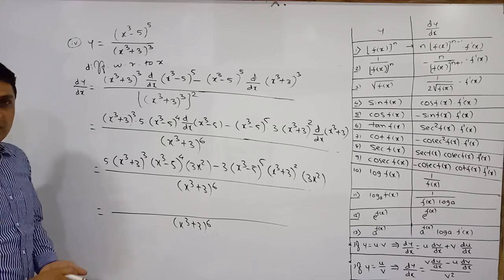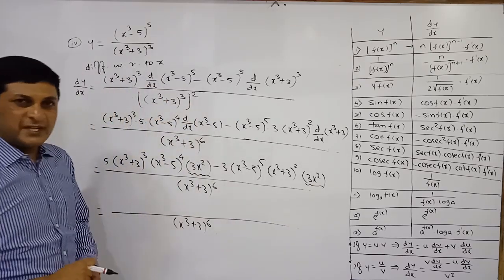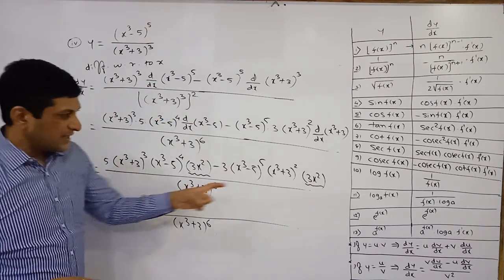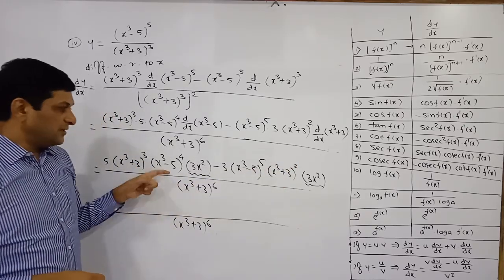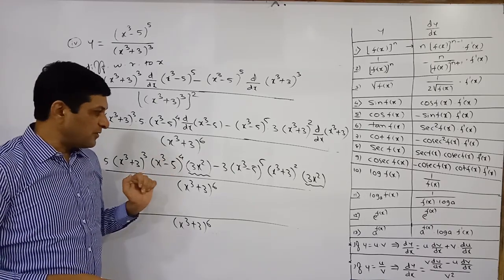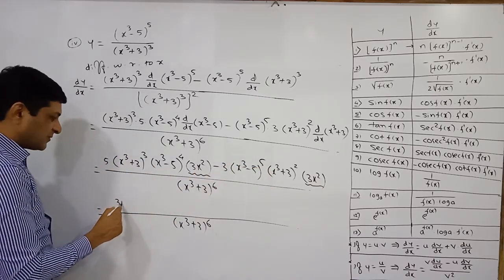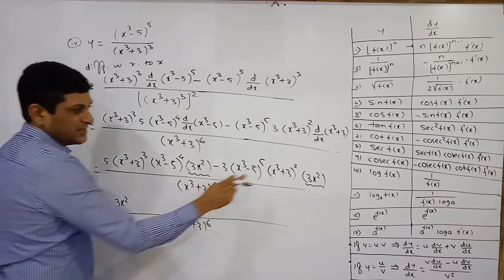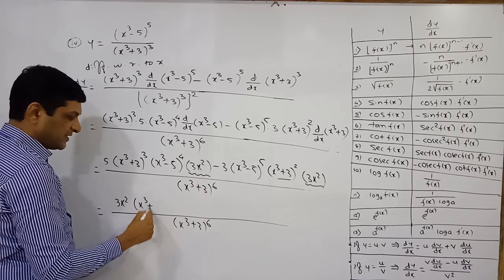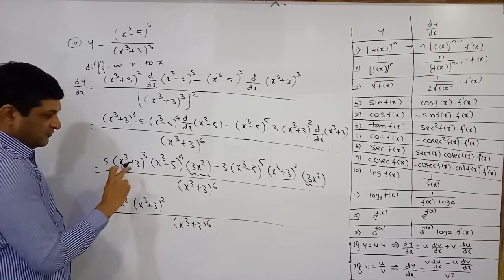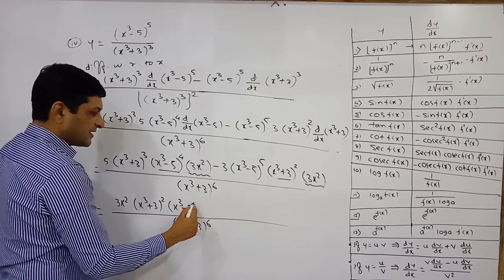Now if you observe this whole term, can I take 3x^2 common from both the terms? Yes, we are able to take 3x^2 common from both the terms. Even we are able to take (x^3 + 3)^2 common from these two terms. Even we are able to take (x^3 - 5)^4 common from both the terms. So first we are taking 3x^2 common. Then we are taking here (x^3 + 3)^2 also common. And from these two terms, we are taking (x^3 - 5)^4 common.